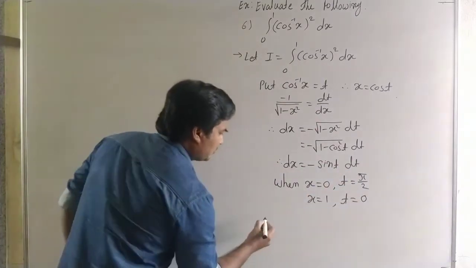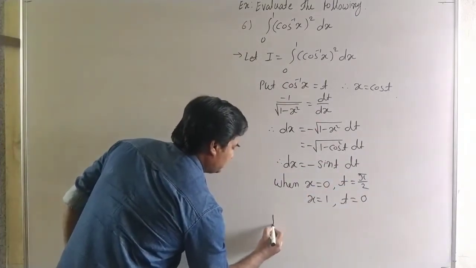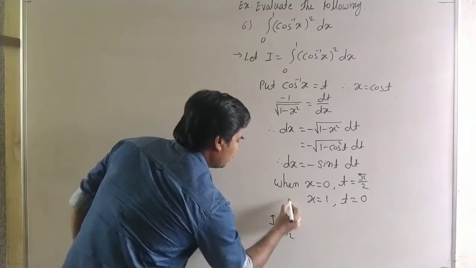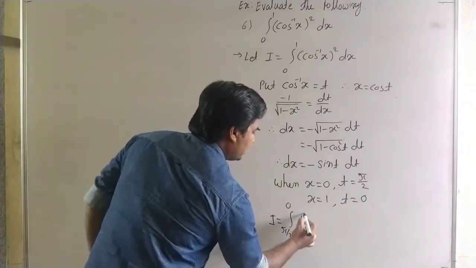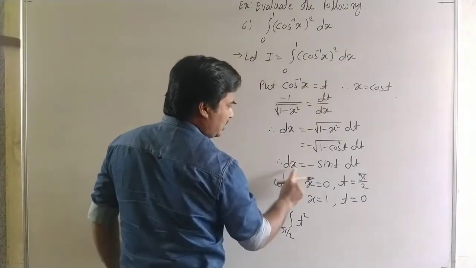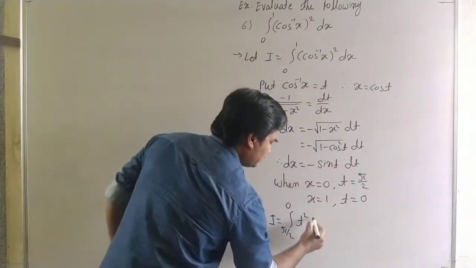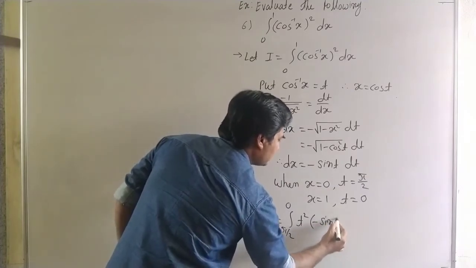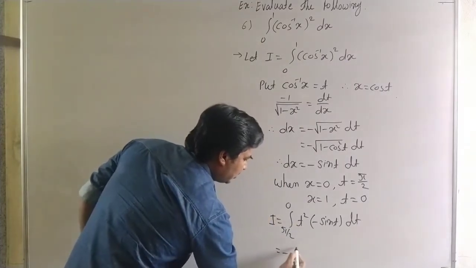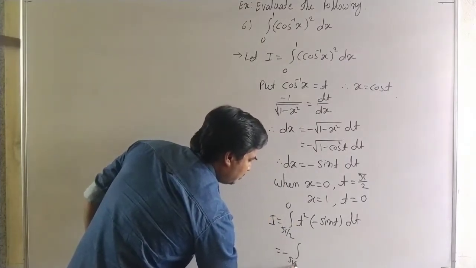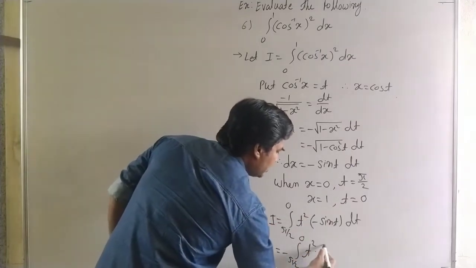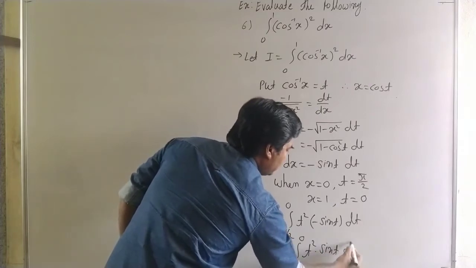Therefore we can write the integral from pi by 2 to 0 of t square, since cos inverse x is equal to t, and dx is equal to minus sin t dt. Therefore it is minus sin t dt. This minus we can write outside the integral. Therefore it is minus the integral from pi by 2 to 0 of t square into sin t dt.